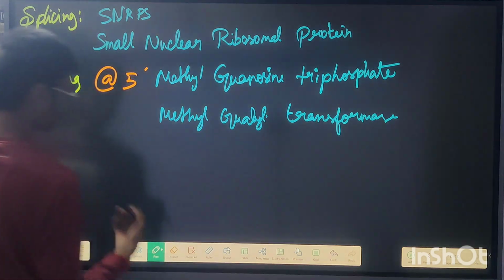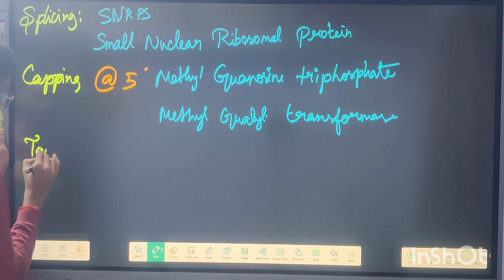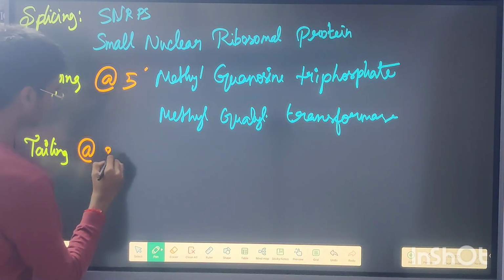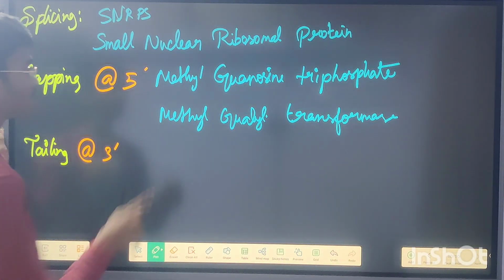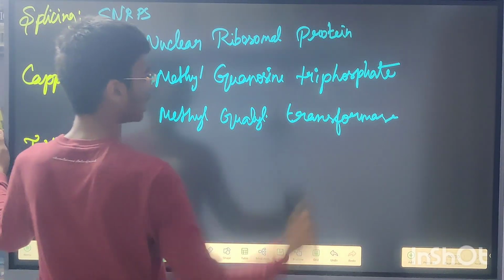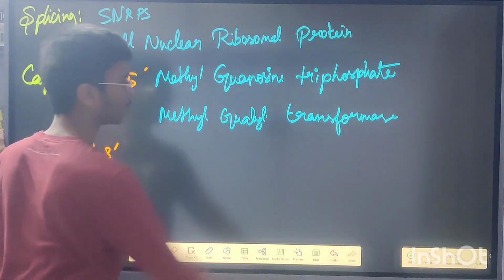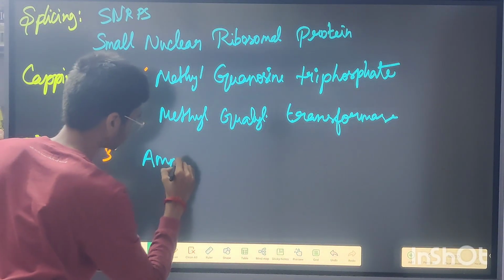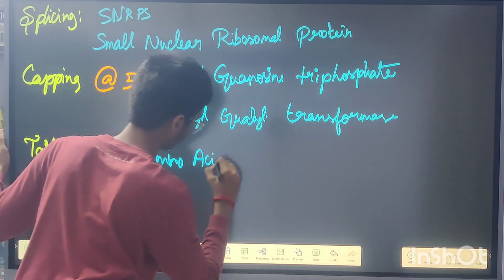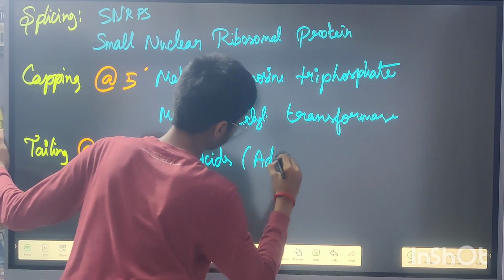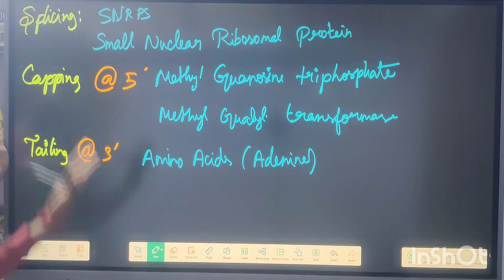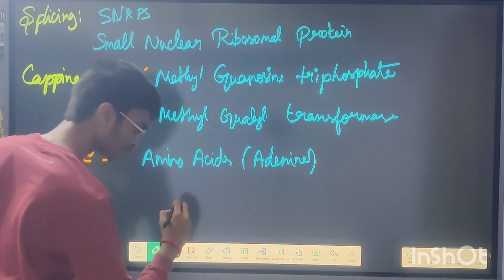Okay, then after this we are having tailing, which is done at 3 prime. See, methyl guanosine triphosphate, methyl guanylyl transferase is there, right? Like that here amino acids are being added, which is adenine. Adenine is there, right? So this is being added. Which enzyme is responsible for this one? It is responsible like A. What A?